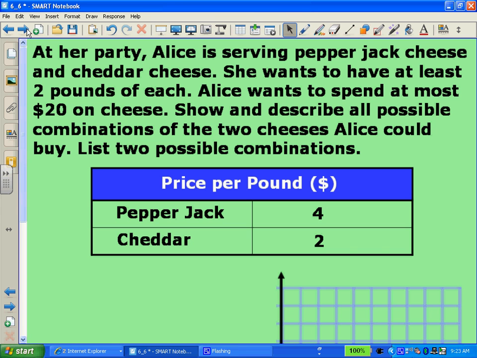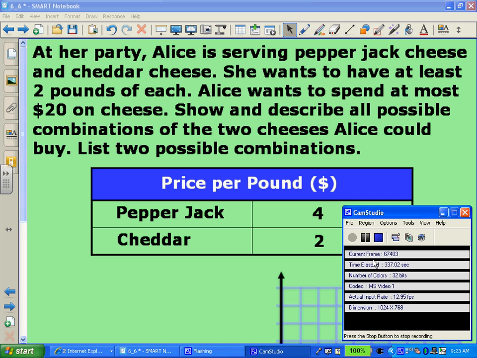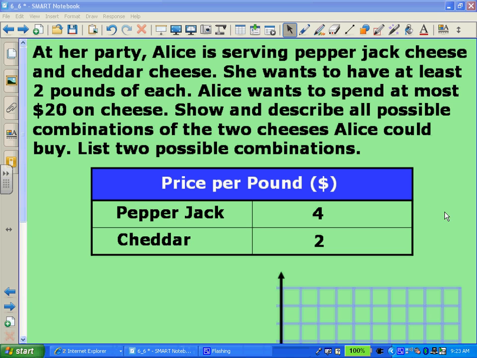Now let's look at a story problem. At a party, Alice is serving pepper jack cheese and cheddar cheese. She wants to have at least 2 pounds of each. Alice wants to spend at most $20 on cheese. Show and describe all possible combinations of the 2 cheeses that Alice could buy, and list 2 possible combinations.